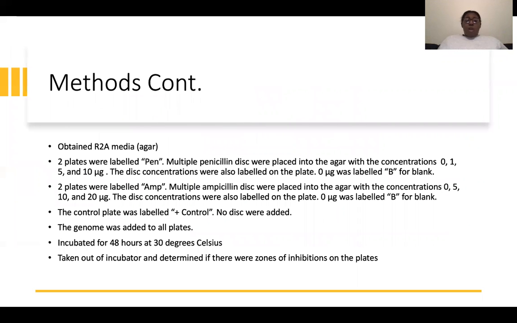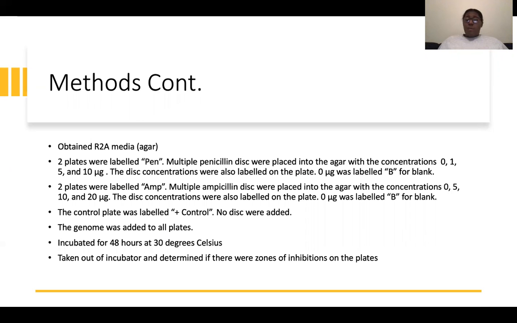R2A agar was obtained. Two plates were labeled PEN for penicillin. Multiple penicillin discs were placed into the agar with concentrations of 0, 1, 5, and 10 micrograms. The disc concentrations were also labeled on the plate. Zero micrograms was labeled B for blank.